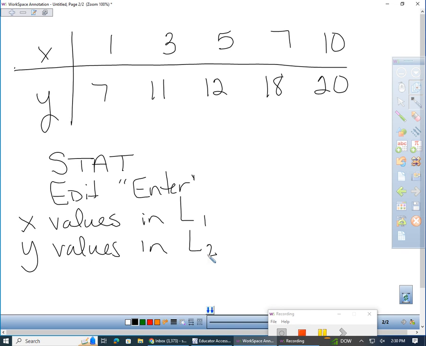All right, so now go back over to here, and we're going to put all of your x values in list 1. In my list 1, I put all of my x values. In my list 2, I'm going to put all of my y values. So in L1, I put the whole top row, and in L2, I put the whole bottom row.